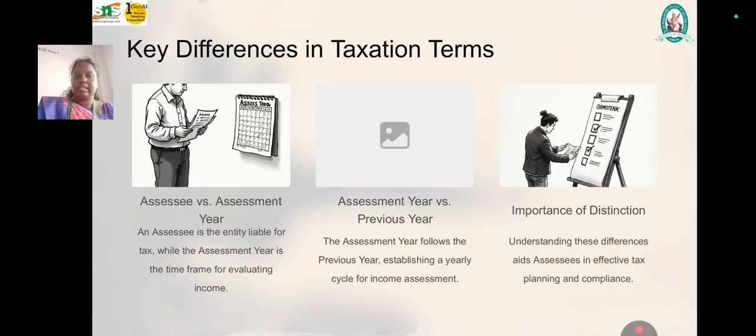So key differences in taxation terms. Assessee versus assessment year: an assessee is an entity liable for tax while the assessment year is the time frame for evaluating income. Assessment year versus previous year: the assessment year follows the previous year, establishing a yearly cycle for income assessment. Next is the importance of distinction. Understanding these differences aids the assessee in effective tax planning and compliance.